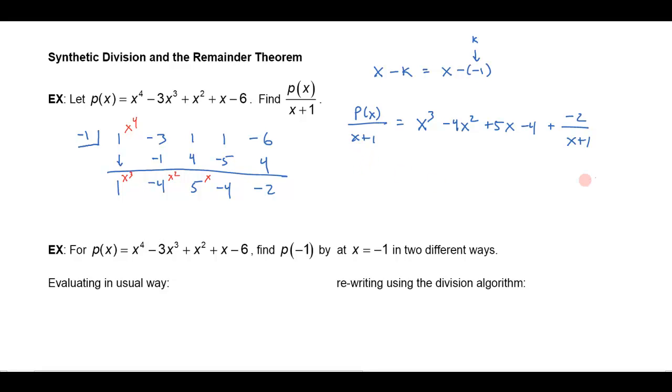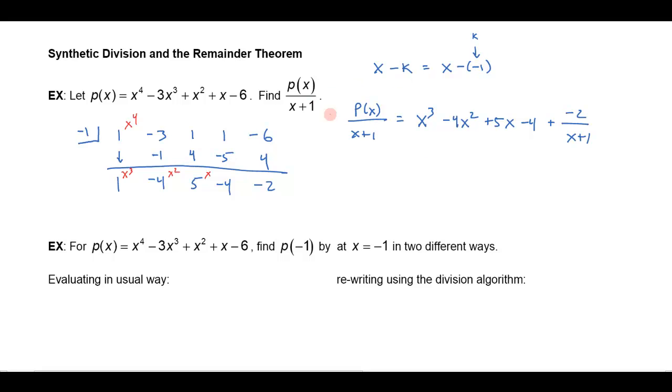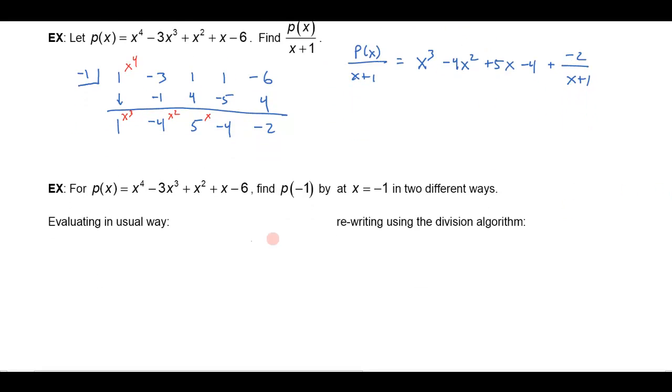All right, now what I want to do is consider the same polynomial, and I'd like to evaluate that polynomial at negative 1. You might just notice that negative 1 is the value of k that we had up here. Okay, all right, so if I evaluate that in the way I'm used to doing it, p of negative 1, well, I'd have negative 1 to the 4th power minus 3 times negative 1 cubed plus the negative 1 squared plus the negative 1 minus 6.